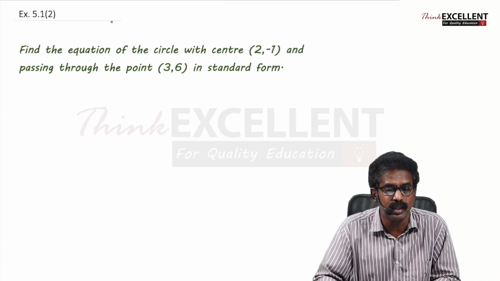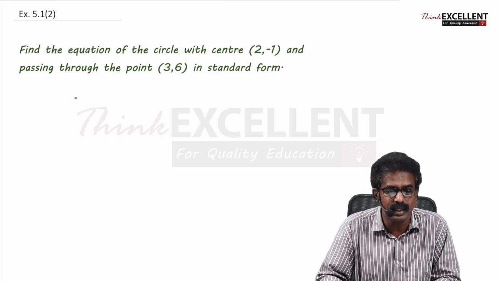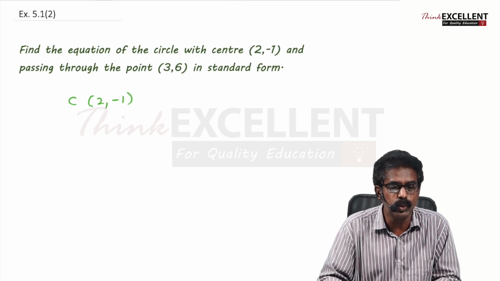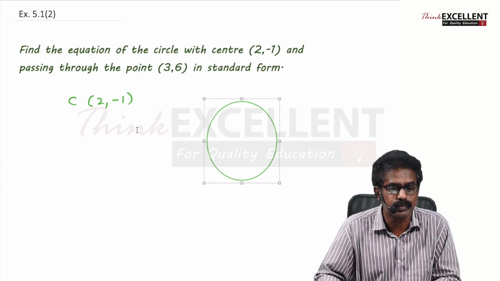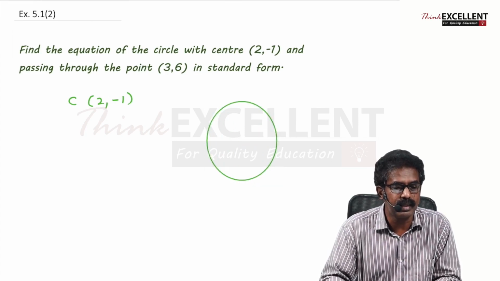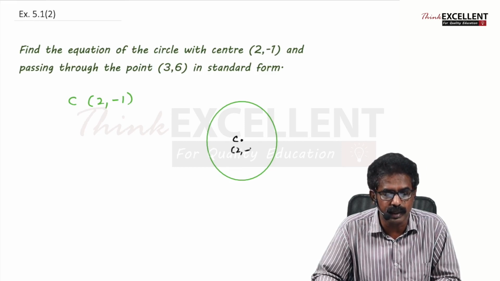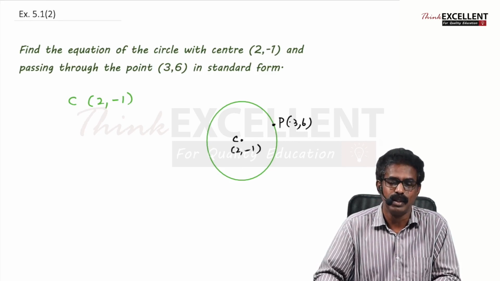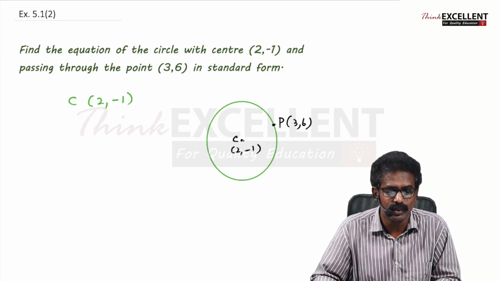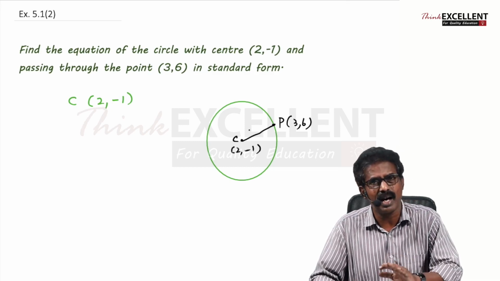Find the equation of circle with center 2, minus 1. Center is given. So center is 2, minus 1. And passing through. Center is 2, minus 1. It passes through some point given 3, 6. So radius is not given, right? So you have to find the radius. So you have to find R, or you find R square.